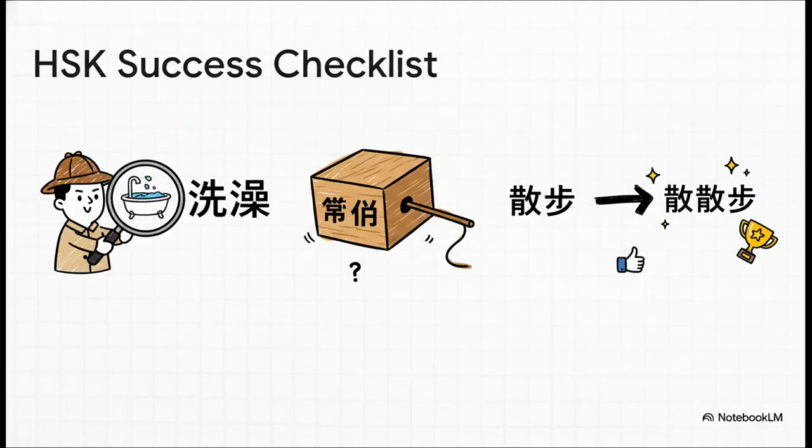First, start thinking like a grammar detective. Whenever you see a new 2-character verb, ask yourself, is there a noun hiding in there? Second, watch out for the bang-mang trap. It's a classic. Just remember, you bang him, you don't bang-mang him. And third, if you want to show off in your speaking test, use that verb duplication, like sànbù, to take a little walk. It sounds super fluent.